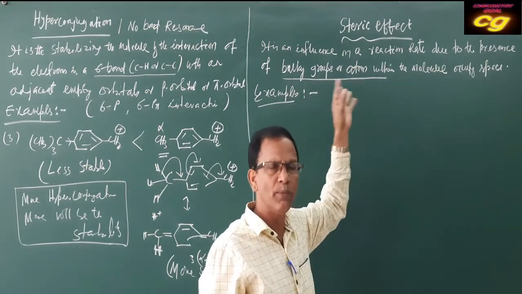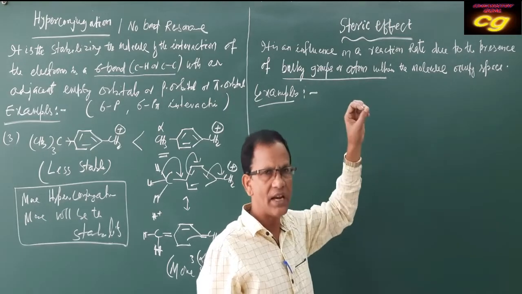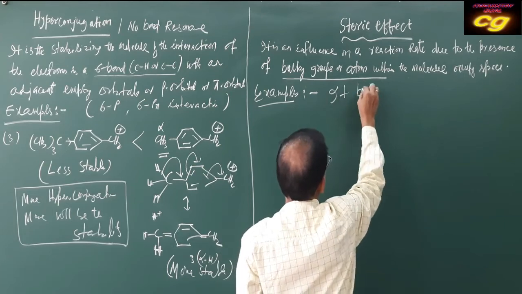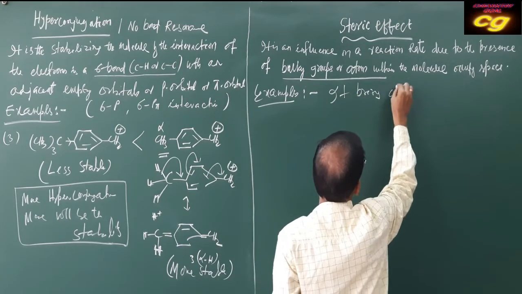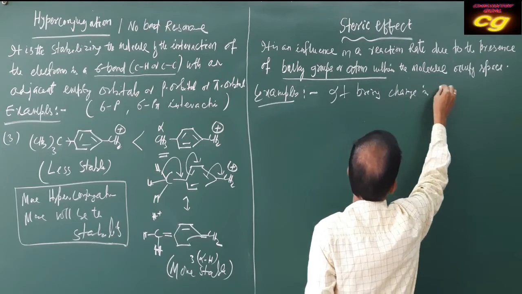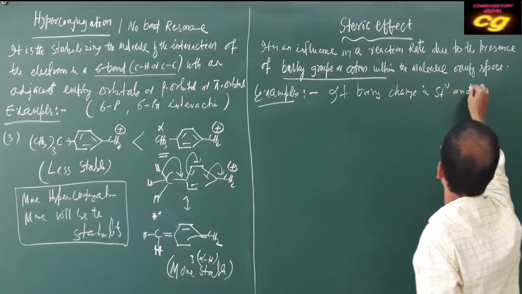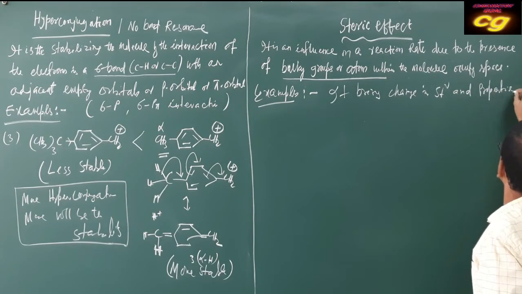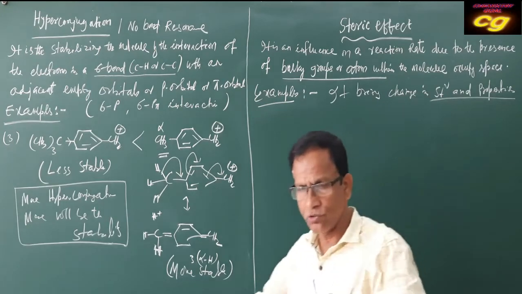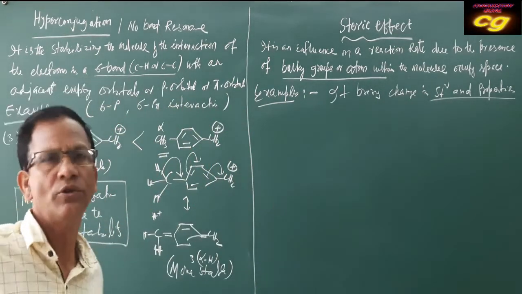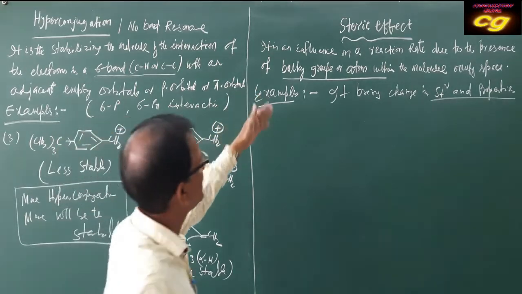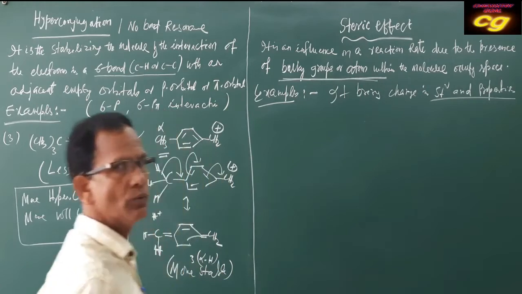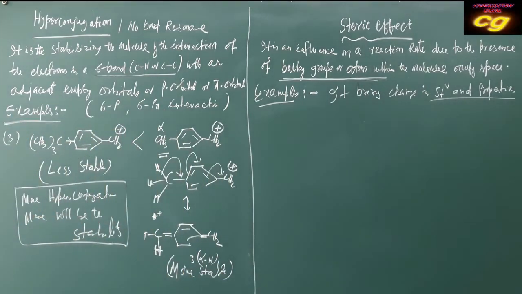Due to the presence of a bulky group, it brings change in the structure and properties. These two things change: structure also changes and properties also change. This is called the steric effect, due to the presence of bulky groups, large size atoms and groups. What are the examples of this?